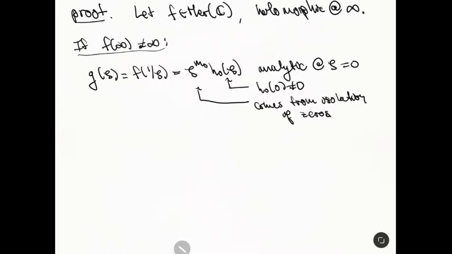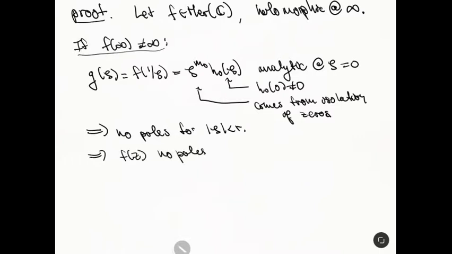Okay, so this tells us that this guy has no poles by analyticity for this guy less than r, for some r, right? And this tells us that f of z has no poles for this guy bigger than 1 over r. So we just flip this.